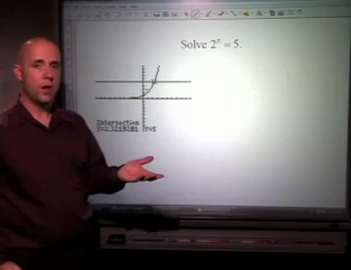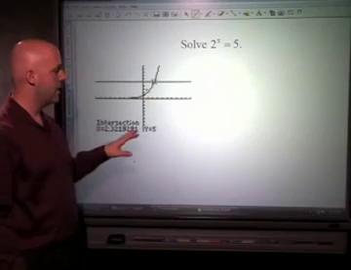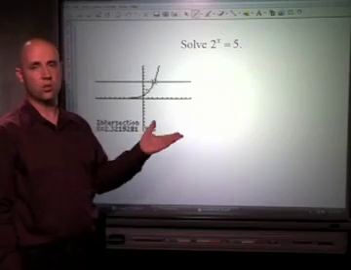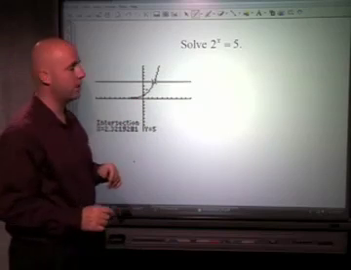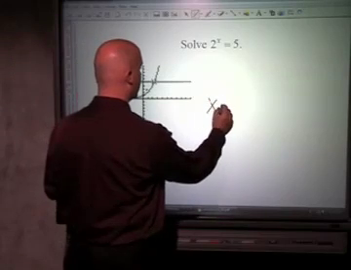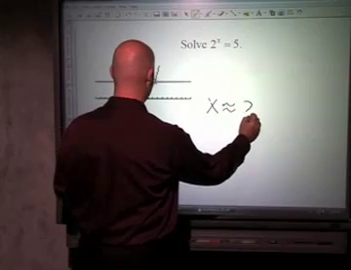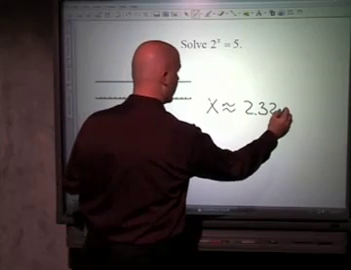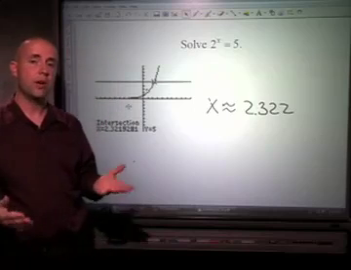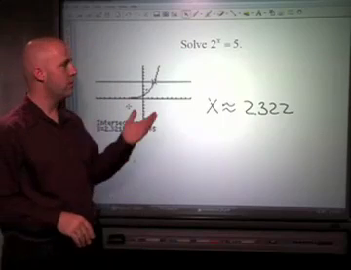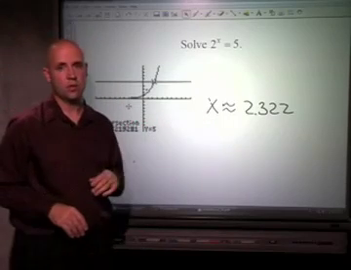Now, when solving equations using intersection points, it's the x-coordinate of the intersection point that's a solution to our equation. So in this particular case, the approximate solution to our equation is x approximately 2.322. When we did it algebraically, we were able to find an exact solution. When we use our graphing utility, we can only get an approximate solution in this case.